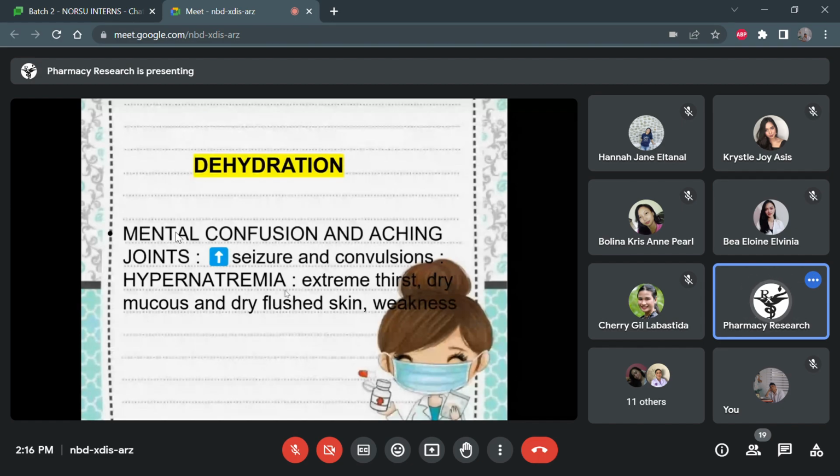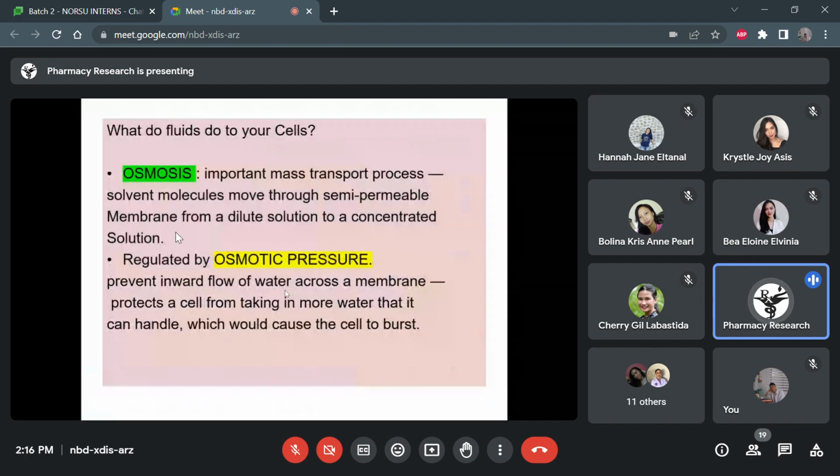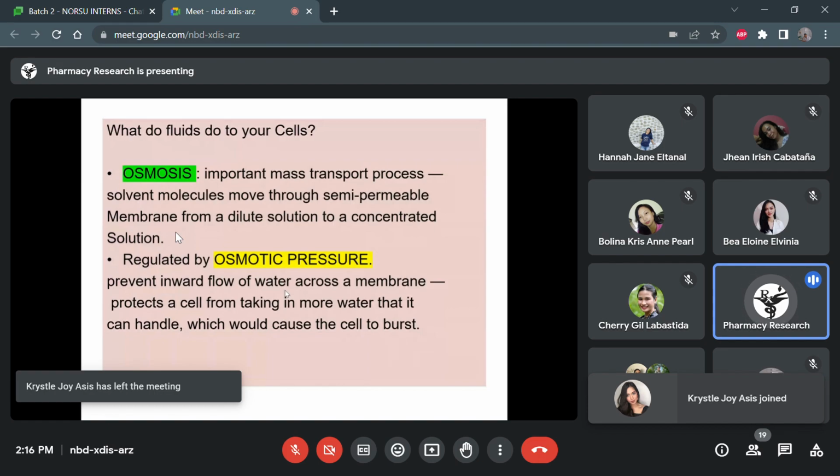The patient becomes weak. Of course, what do fluids do to your cells? The process is called osmosis. Osmosis is an important mass transport process. This happens when solvent molecules move through a semi-permeable membrane from a dilute solution to a concentrated solution. This transport, osmosis, is regulated by osmotic pressure.